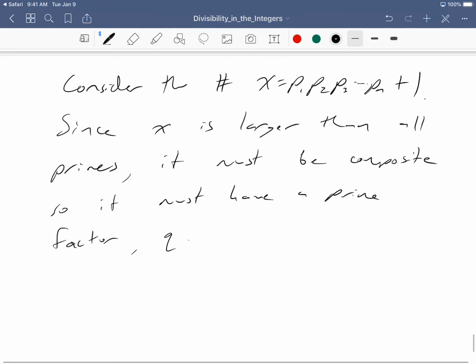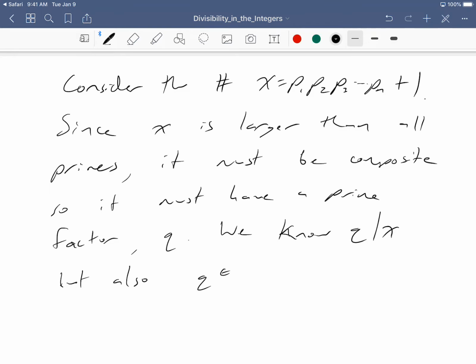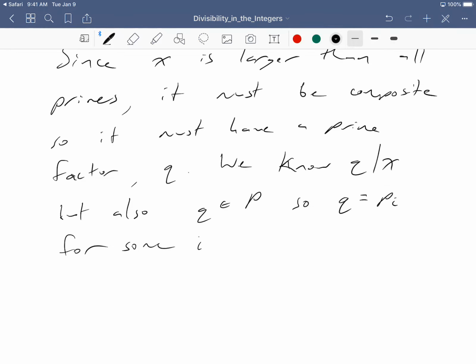Okay, so then we know that Q divides X, but also Q is in that set of primes P. So that means Q is actually equal to Pi for some I, and I can be more specific about that: for some I that's greater than or equal to 1 and less than or equal to n. Okay, so Q is one of our primes. It's one of the P1, P2, primes.